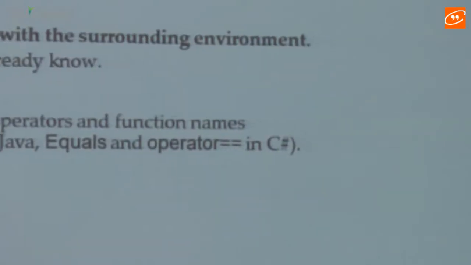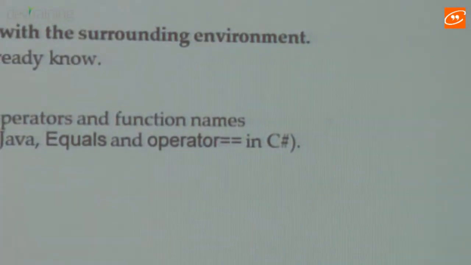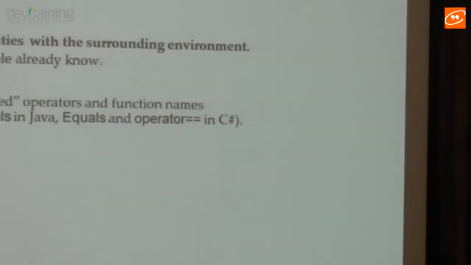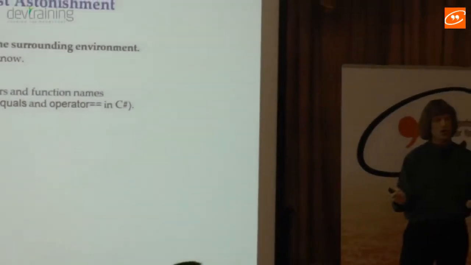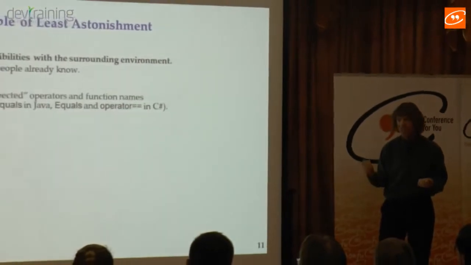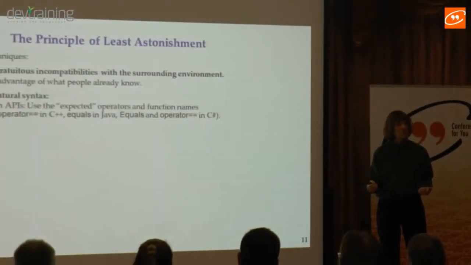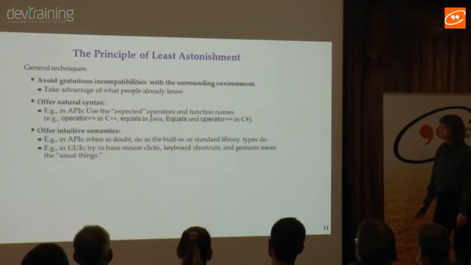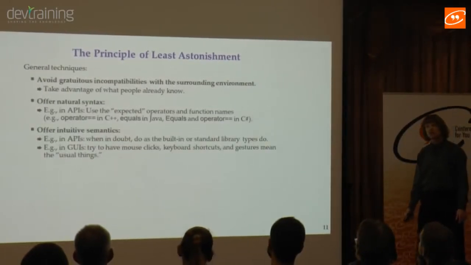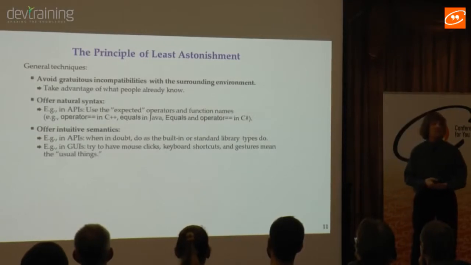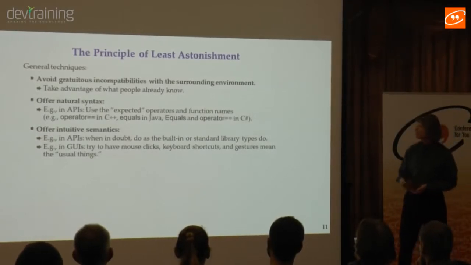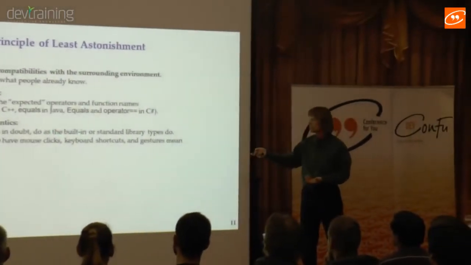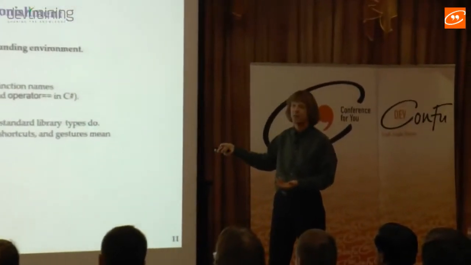The fact that they are slightly different is unfortunate, but that's what happens when you adapt to different user communities. Different communities have different norms, they have different expectations. Your job as an API designer, as an interface designer, is to adapt to the conventions that exist, not to try to make people fight them. You also want to offer intuitive semantics, make things behave the way people expect. So in APIs, for example, I give people the advice, when in doubt, do as the built-ins do or do as the standard library types do.